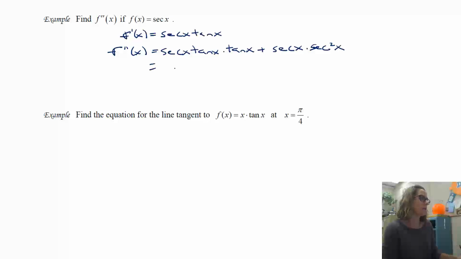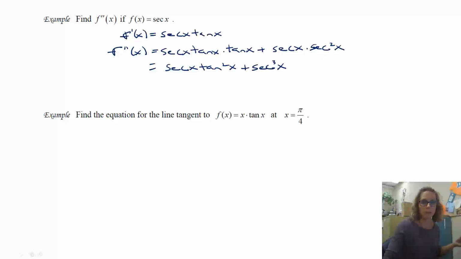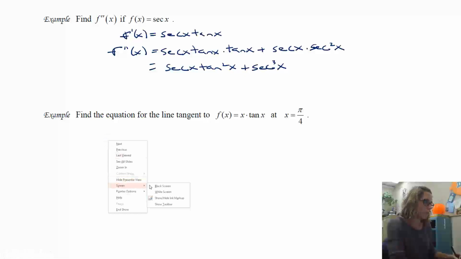So, this can be simplified a little bit if you want. In my case, I would just write it as secant x tan squared x plus secant cubed x. So that's basically how I would end up, keeping it a little bit tighter. And that would be the answer to that. So with that, we'd have the second derivative and we'd be done. And now we're just seeing it again.